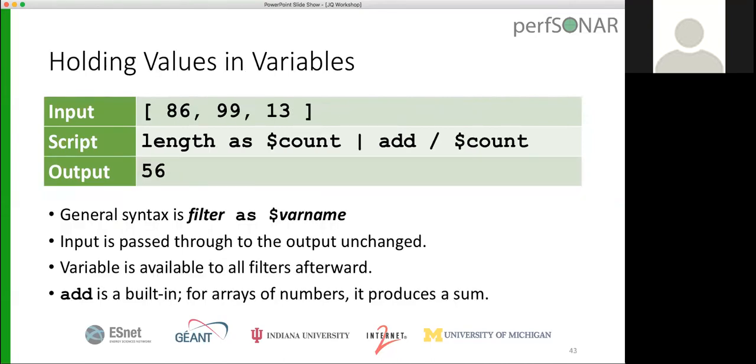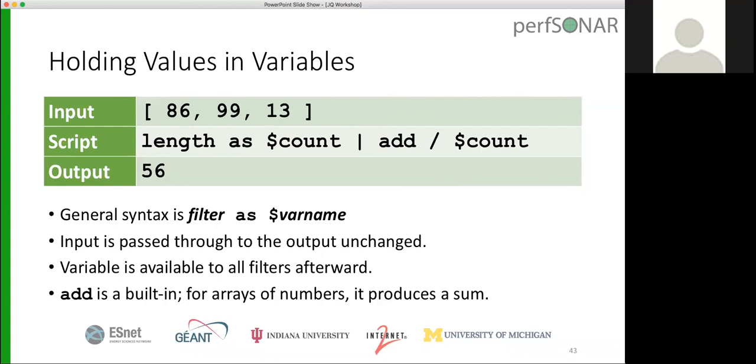JQ also has a notion of a variable, and the way those work is also as part of a pipeline. In this case, we have the array that we've been playing with previously, and the first thing that we do in our script is we use what's called the as operator. The as operator evaluates what's on the left side of it. In this case, we're just going to take the input, pipe it through length, so we know how many elements there are in the array. And on the right side is the name of a variable. In this case, it's just going to be count.